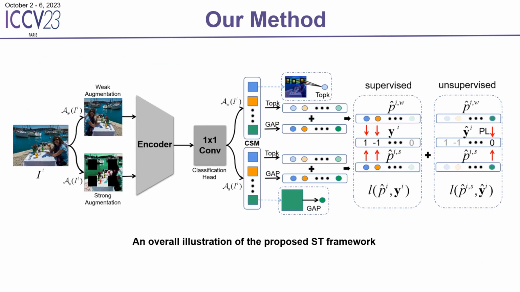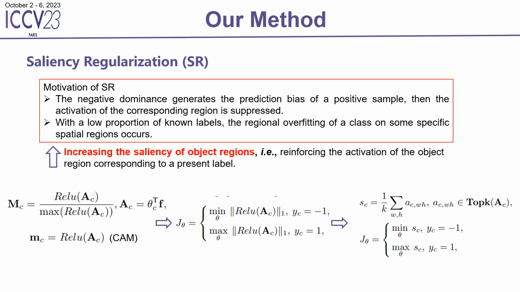This is an overall illustration of the proposed ST framework. Different data augmentations are fed into the encoder to extract feature maps, then go through the classification head to obtain the corresponding probabilities for optimization. First, let's talk about the motivation of saliency regularization. If the prediction bias of a true positive sample is generated by the negative dominance, then the activation of the corresponding region in the spatial dimension is suppressed.